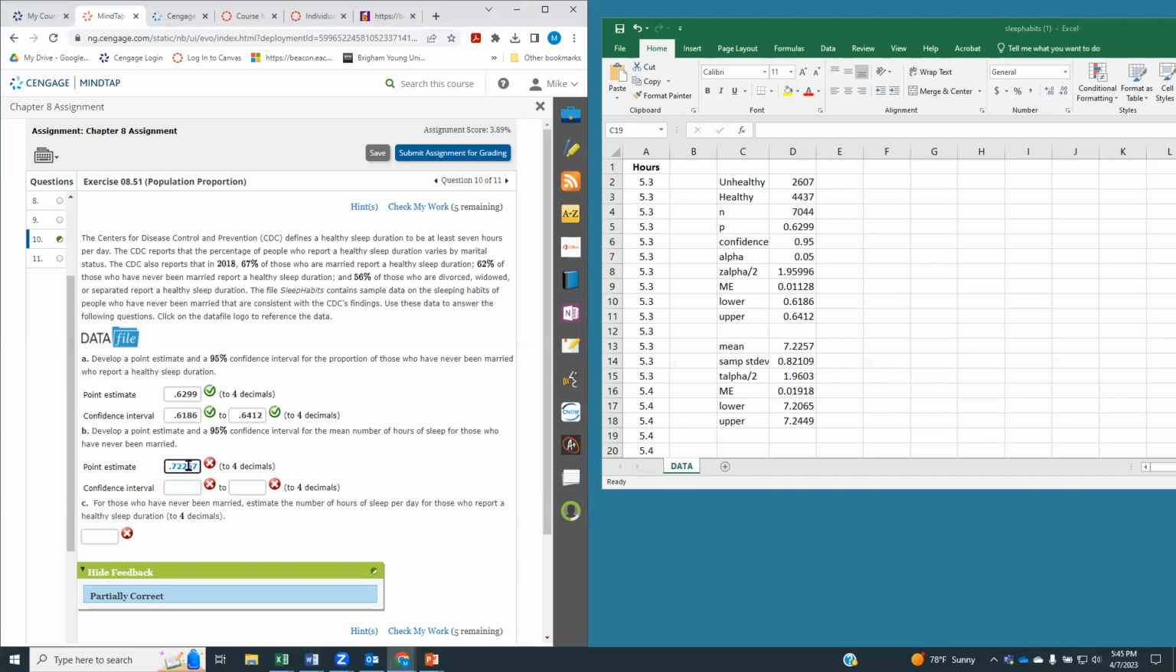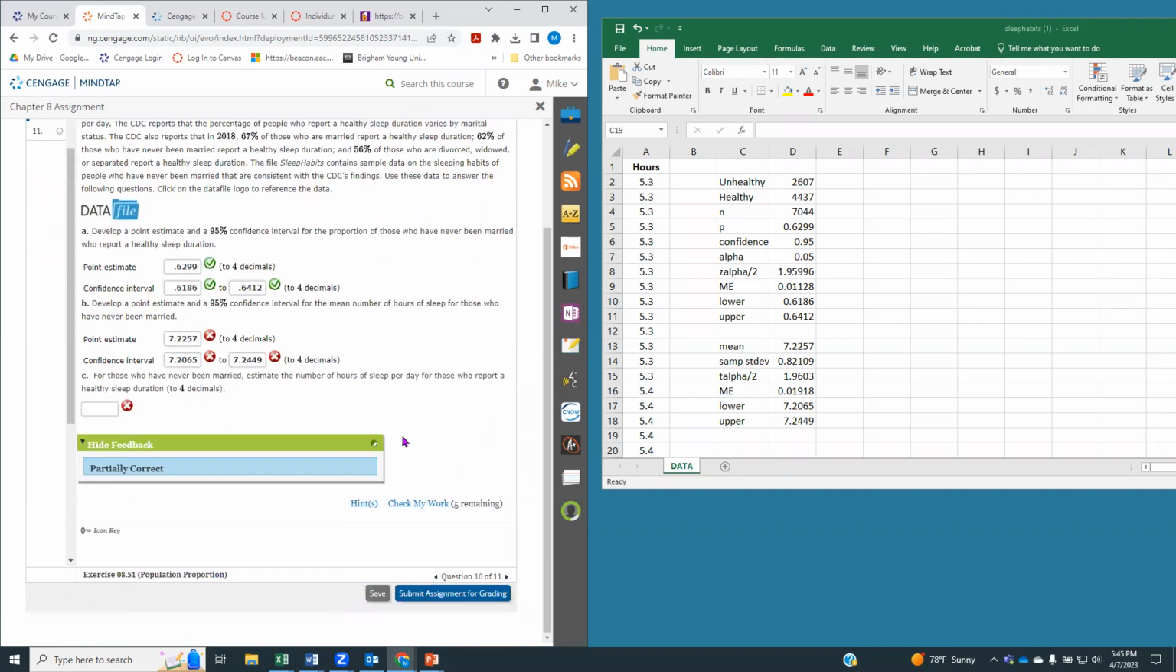Oh, I thought that was weird. 7.2257. Okay, confidence interval 7.2065 and 7.2449. So we can see there that that's a pretty darn good confidence interval. We are 95% confident that the true average of the population is between 7.20 and 7.25. So that's pretty good. We're going to say we're pretty sure people get about 7.2 hours in that data set.